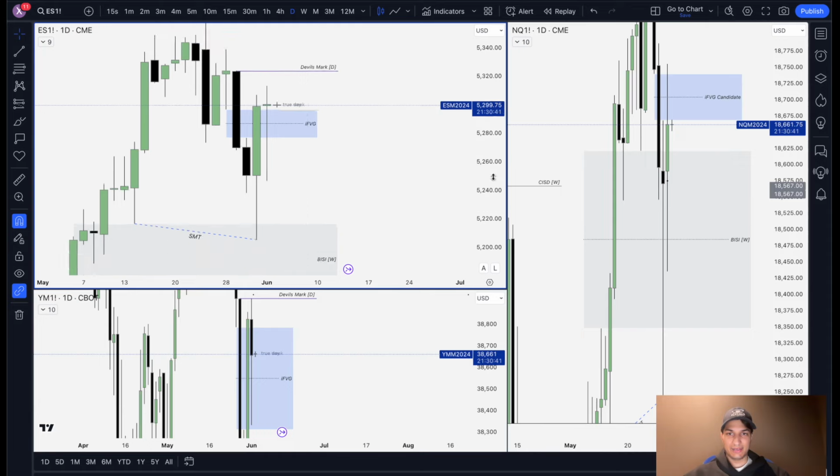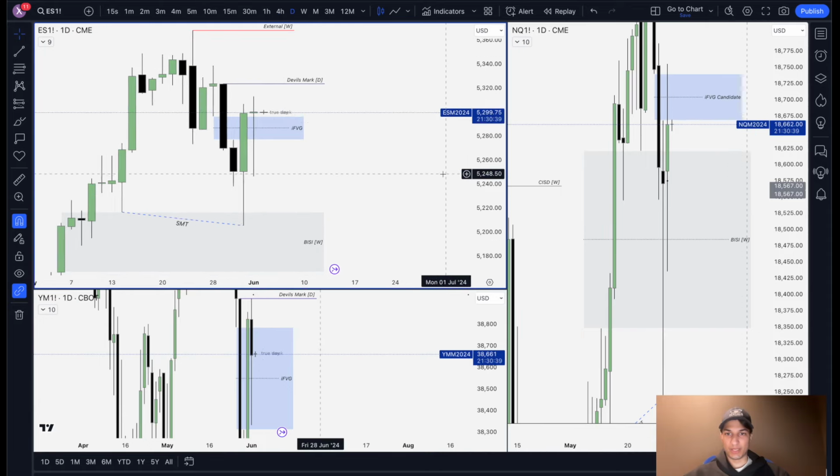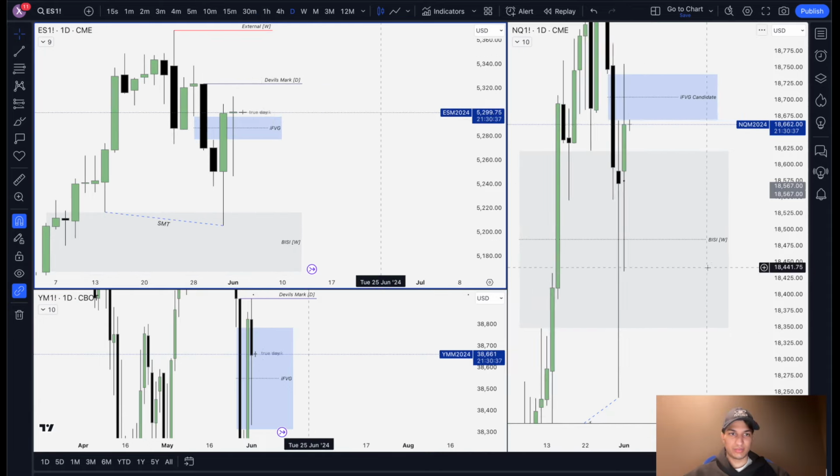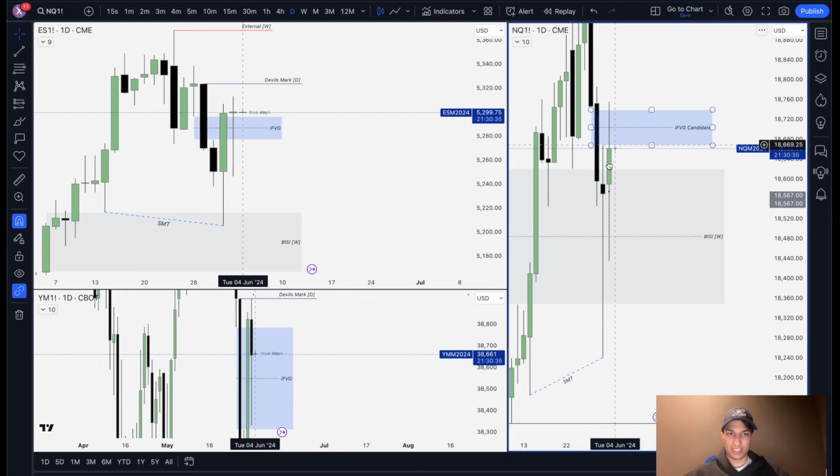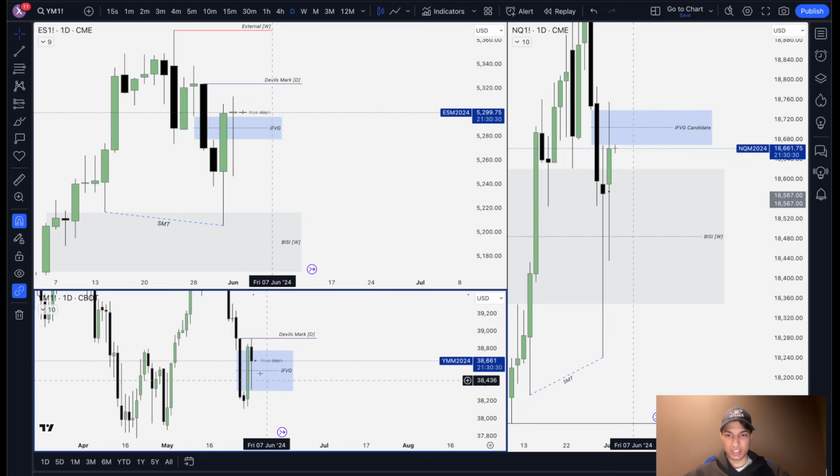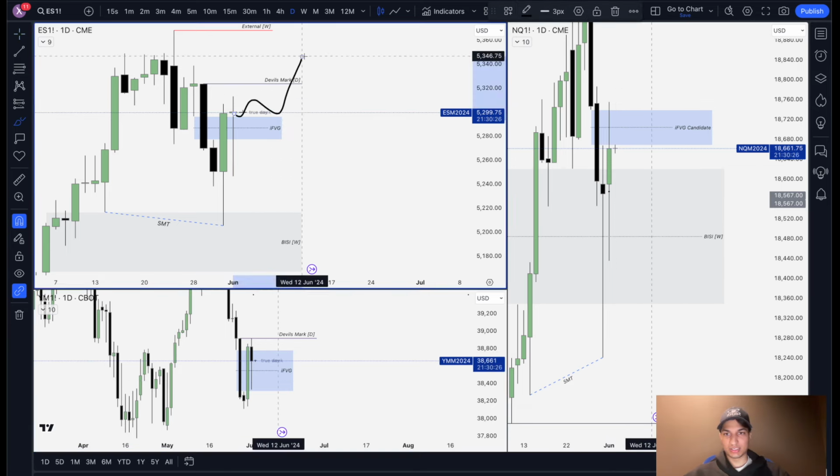Because again, at the end of the day, these daily closures are telling us a whole story. Closing above the inversion, right? Here, we're still inside of this SIBI, so we have to be wary. Closing above the consequent encroachment of the inversion, and we can expect right now higher prices still. Okay, so that was the daily recap.